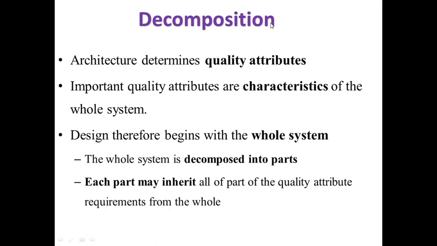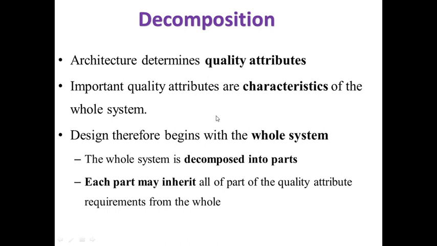First one is the decomposition. So decomposition is nothing but dividing, right? The architecture determines quality attributes. These quality attributes will characterize the whole system. Therefore, it begins with the whole system. That means the whole system is going to be decomposed into parts. Each part may inherit part of the quality attribute requirements from the whole. So the decomposition tells that architecture determines the quality attributes.